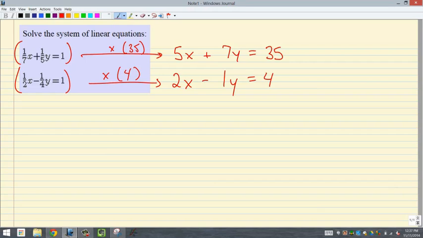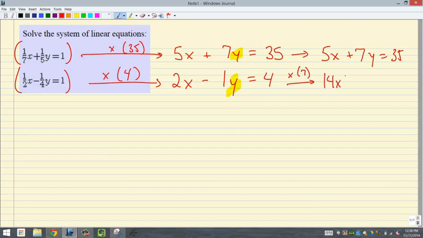The equations are equivalent, right? These are the exact same equations. It's just one is in fraction format, the other one is in whole number format. So now what we're going to do is put these two equations together using elimination. So the top equation we'll just leave the same. The bottom equation we're going to multiply by positive 7.